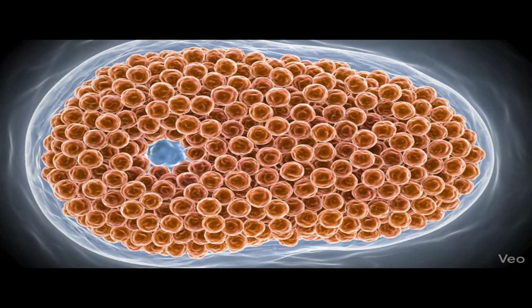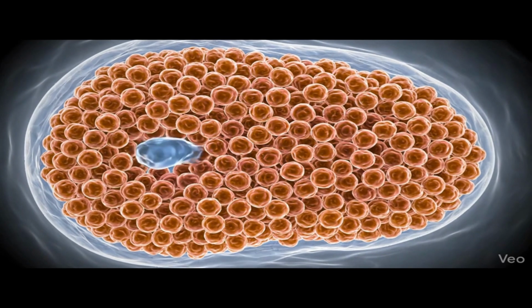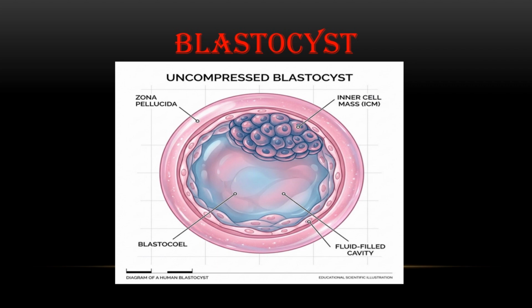This will result in a bunch of cells that will get compacted to one side of the ball, and a group of cells lining the edge of this ball inside the zona pellucida. This process is called blastulation or blastogenesis, and the resulting product formed is called a blastocyst. Here you can see the compacted cell mass to one side.